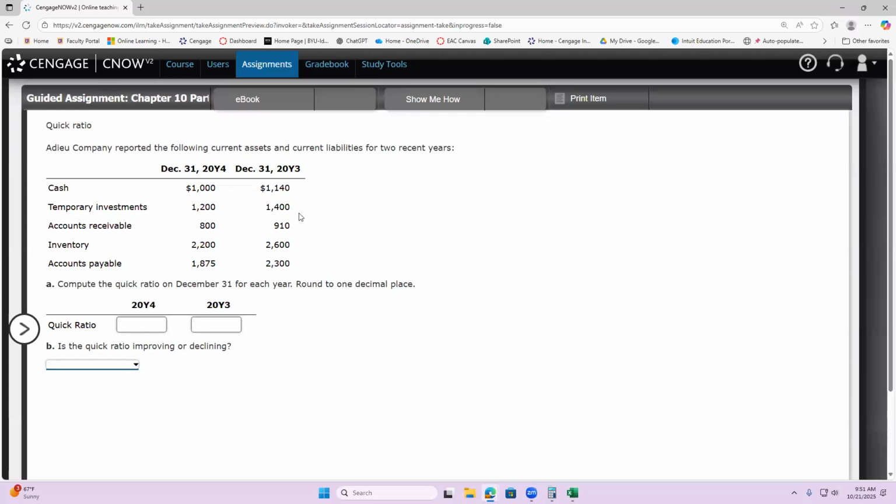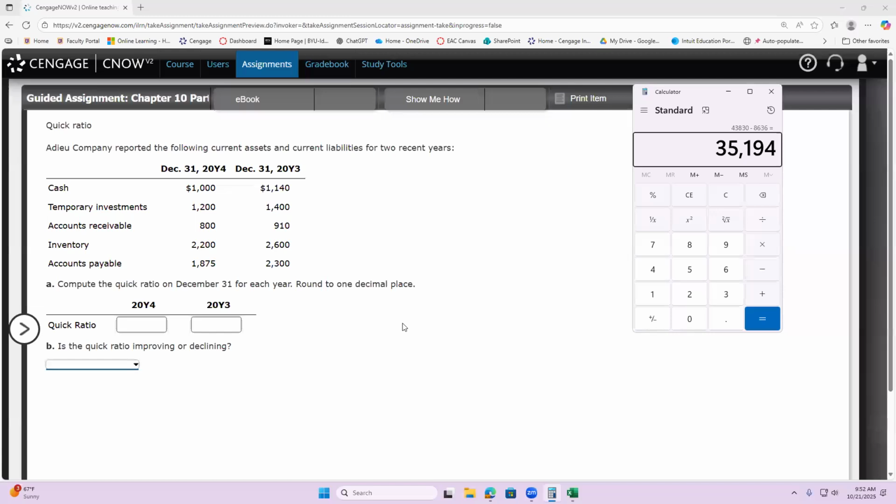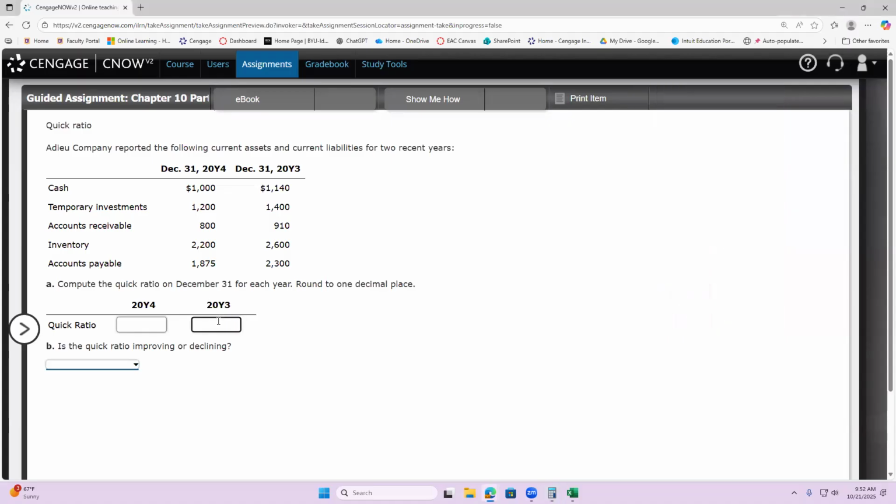temporary investments, which means money that's invested in stuff, but it's very short term, and accounts receivable, but they do not include inventory and accounts payable because that's not an asset at all, right? That's a liability. So all we're going to do is take cash plus temporary investments plus accounts receivable and then divide that by the current liabilities, the accounts payable. That's all we have to do for this. So 1140 plus 1400 plus 910 divided by 2300. It's 1.5 for 2023.